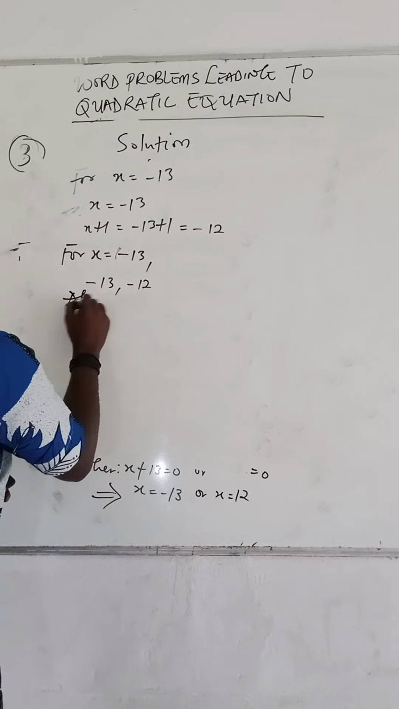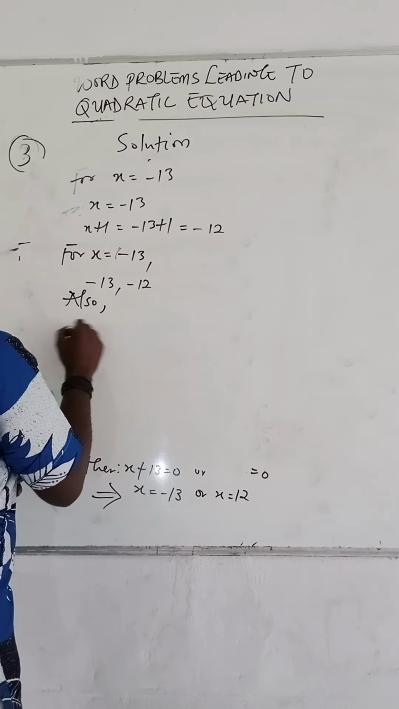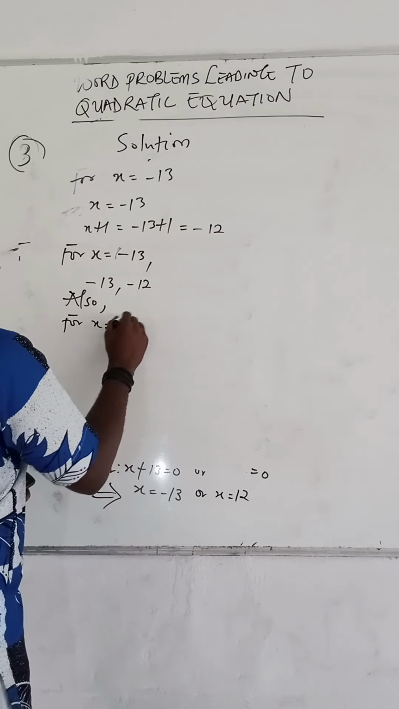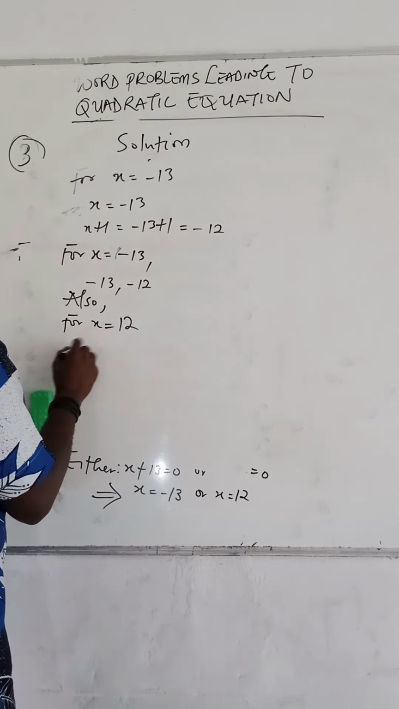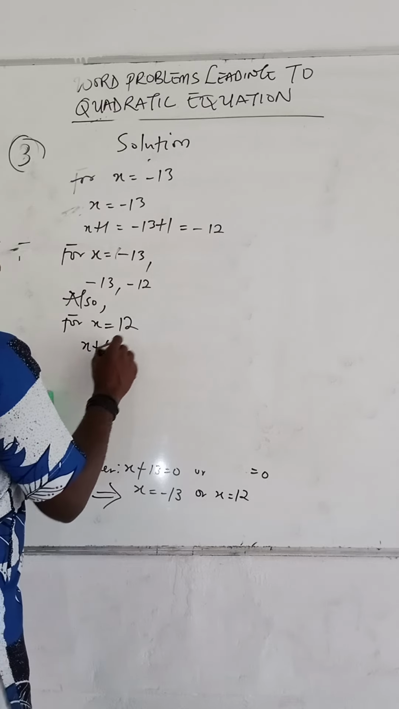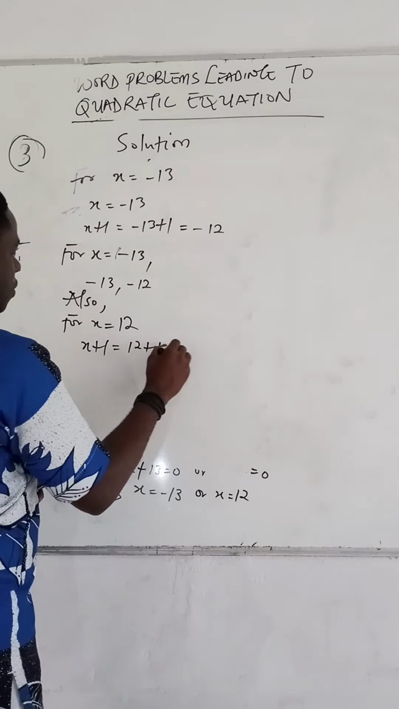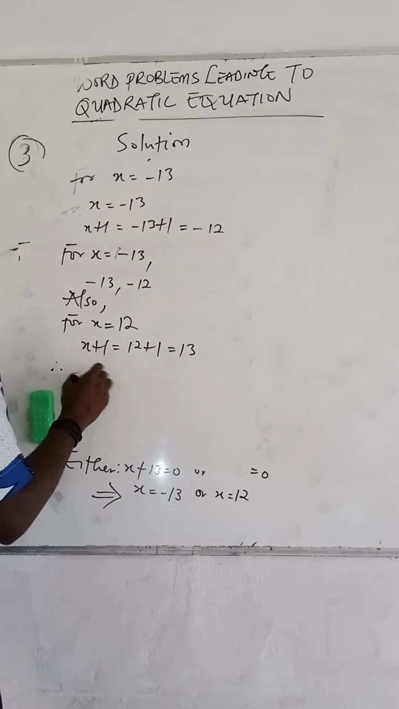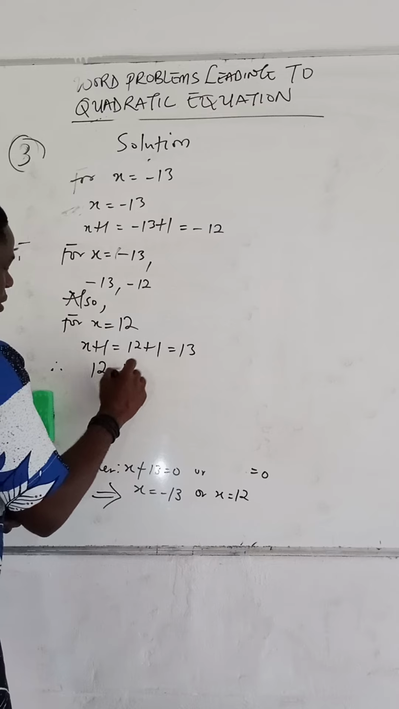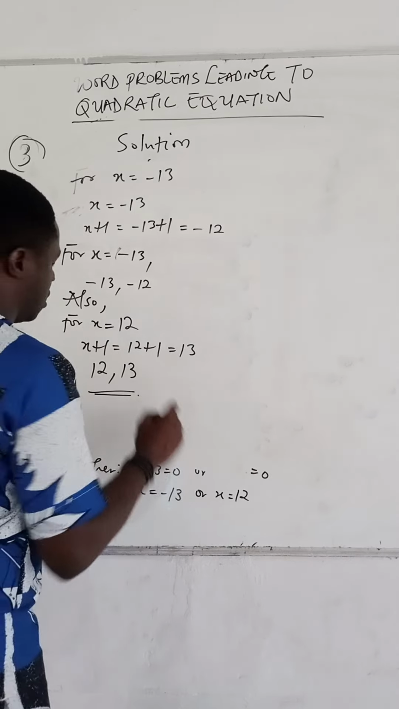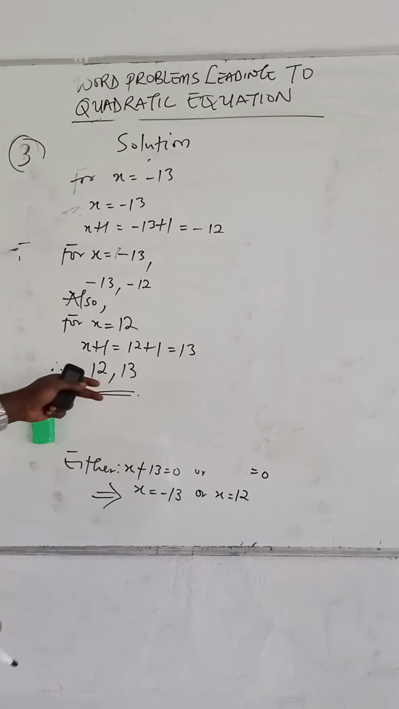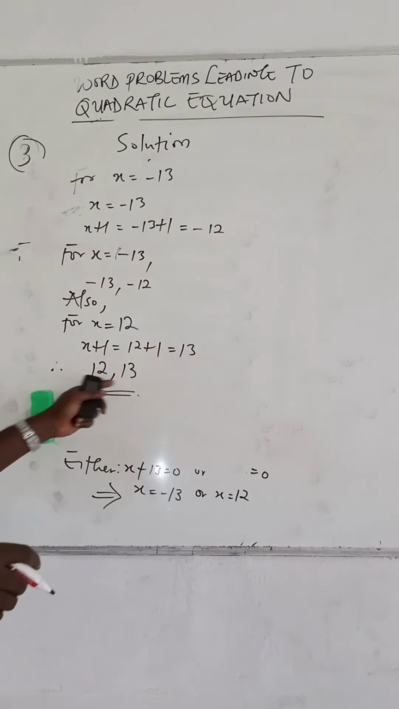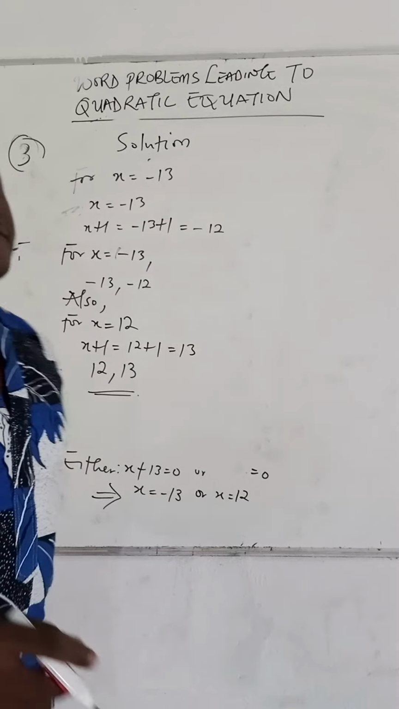Also, for x equals 12, x plus 1 equals 12 plus 1, which is 13. Therefore, the two consecutive numbers are 12 and 13. When you multiply them, it gives you 156.